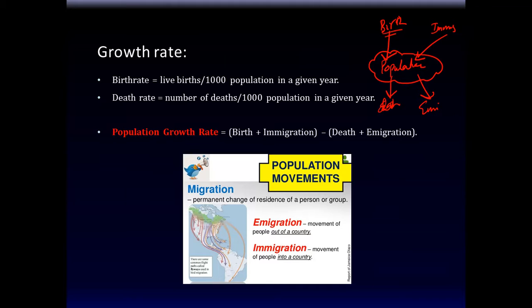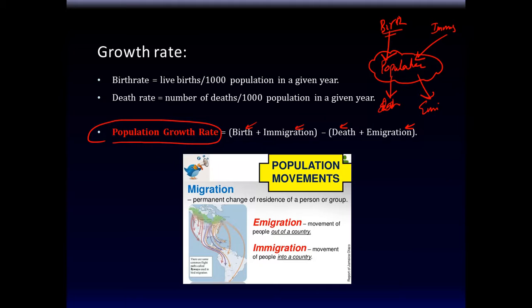So the population of an area at any given time depends on the population that was there, the birth rate and immigration rate, minus the death rate and minus the emigration rate. So the population growth rate is calculated by these four parameters, as you can see over here. So immigration is people coming in, emigration, of course, is people who are leaving.